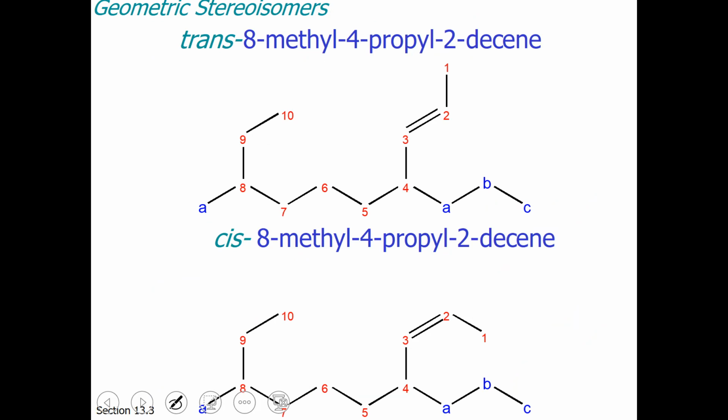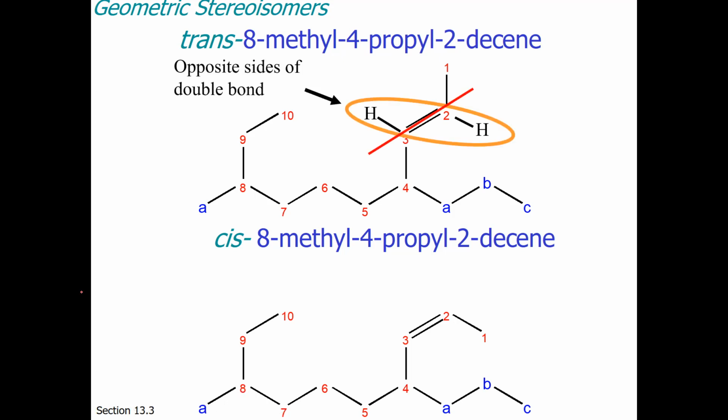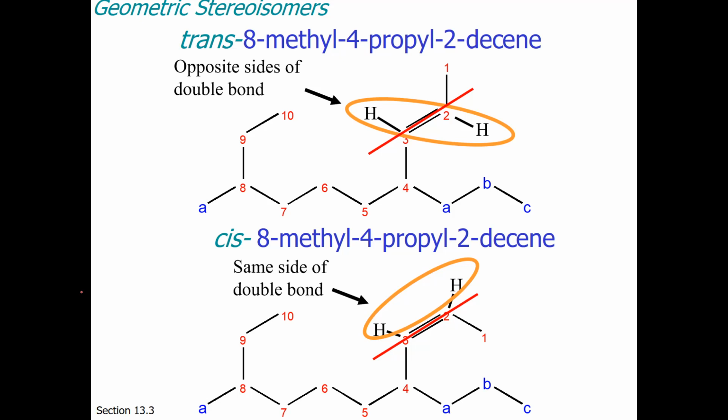So back to naming. You were introduced to these 2 alkenes in a previous lecture, but we weren't quite finished with the name. The top one is trans-8-methyl-4-propyl-2-decene. That's because when we draw in the hydrogens, they are on the opposite side of the double bond. The bottom one is actually cis-8-methyl-4-propyl-2-decene. That's because if we draw in the hydrogens, you notice that they are on the same side of the double bond. So cis and trans come at the front of the name.